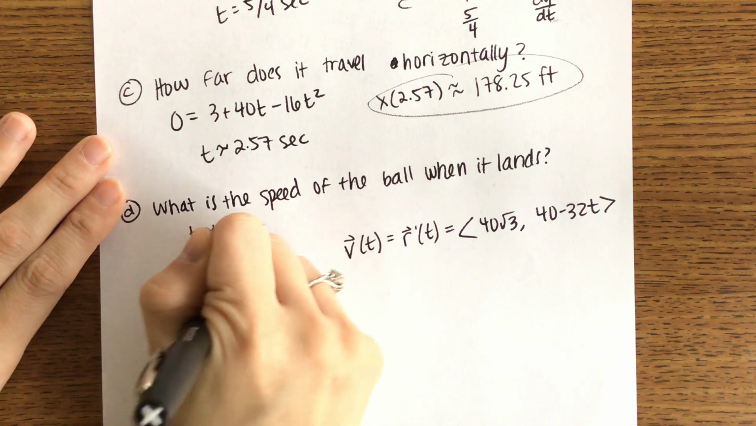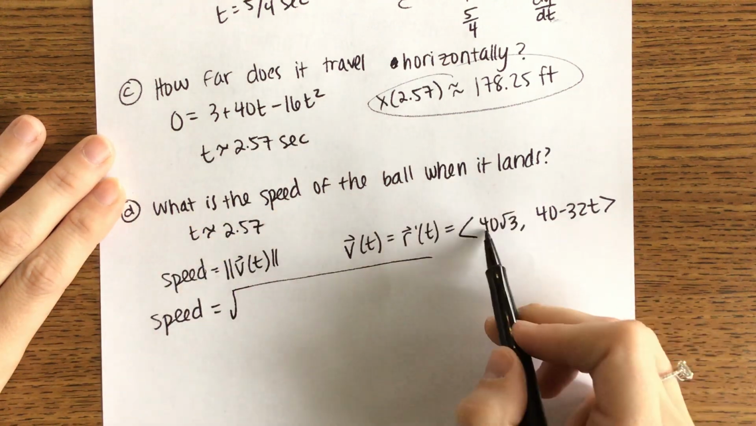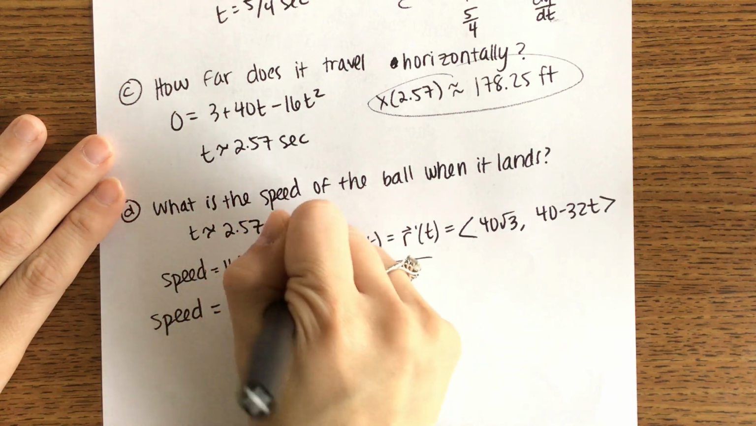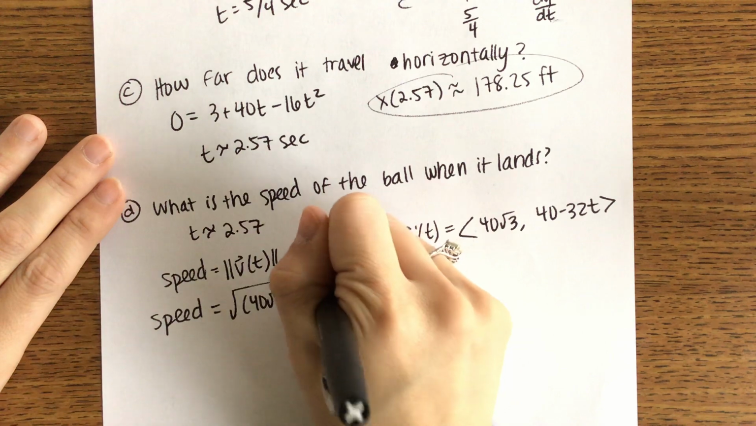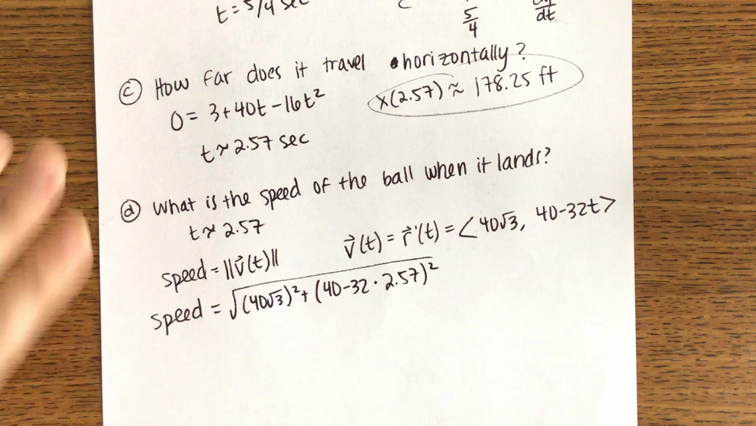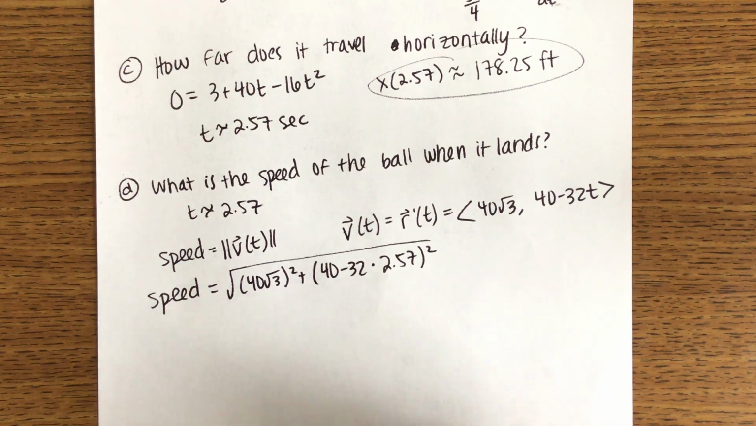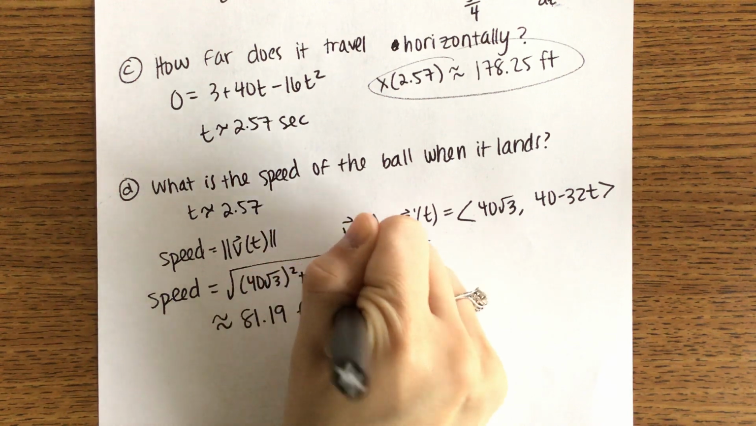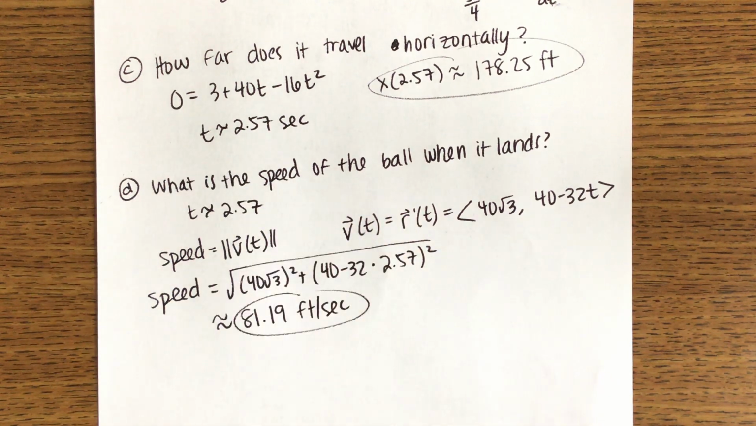Our speed then. Norm of this when we plug in 2.57. So it'll be 40 root 3 squared, and then 40 minus 32 times 2.57, that whole quantity squared. If you trust me, that's about 81.19 feet per second. Okay, that's projectile motion. Any questions on projectile?